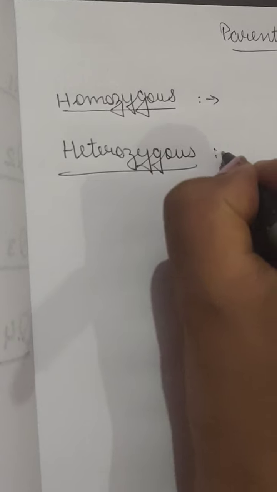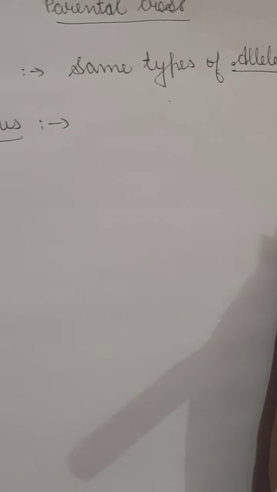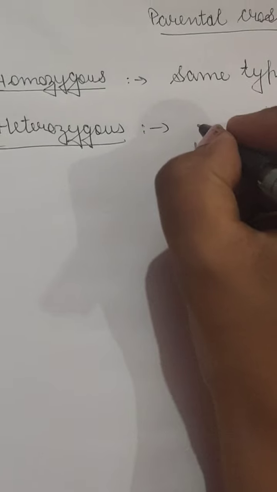Homozygous, and the other one is heterozygous. Homo means same and hetero means different, that you already know. So in the homozygous, that means it has the same type of alleles. And in the heterozygous, they have different types of alleles.